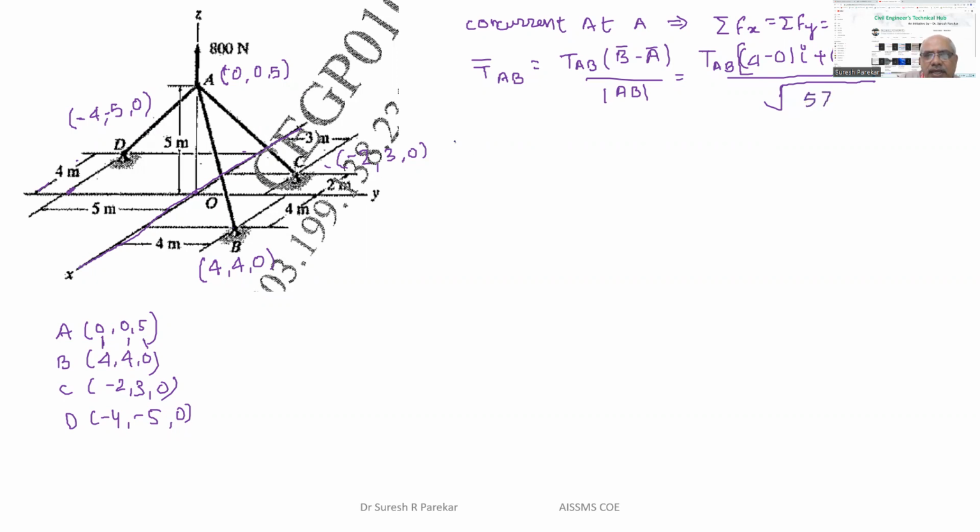Then we have T bar AC. A is common because we have concurrent at A and we have tension. So all arrows are going away.